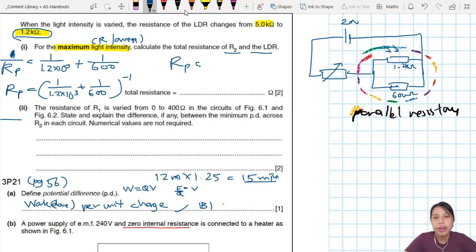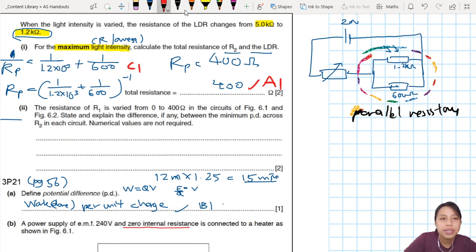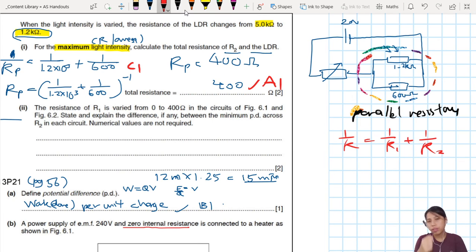I pressed already. This one I calculated already: 400 ohm. So you write 400 here. 2 marks. 1 comes from your final answer, and 1 comes from you knowing how to combine resistors in parallel. So C1 is the 1 over R equals 1 over R1 plus 1 over R2 formula. In Chapter 20 we will see where this formula comes from.